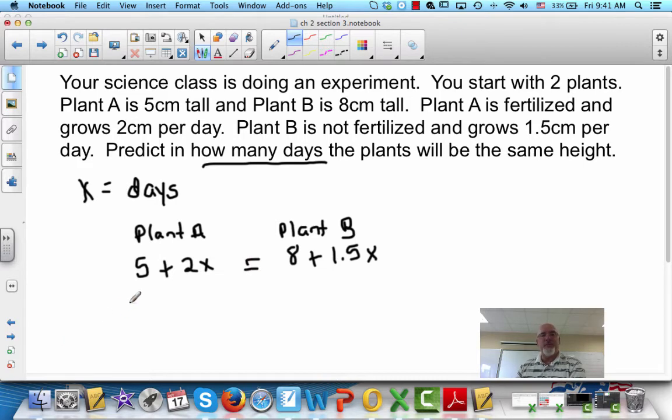So that's where you get the equals from. Because when this one grows and this one grows, you want to know when they're going to be the same height. That's an equal sign. So now we've got a regular problem. We want to get the variables on the same side. So I move this one, minus 1.5x, minus 1.5x.